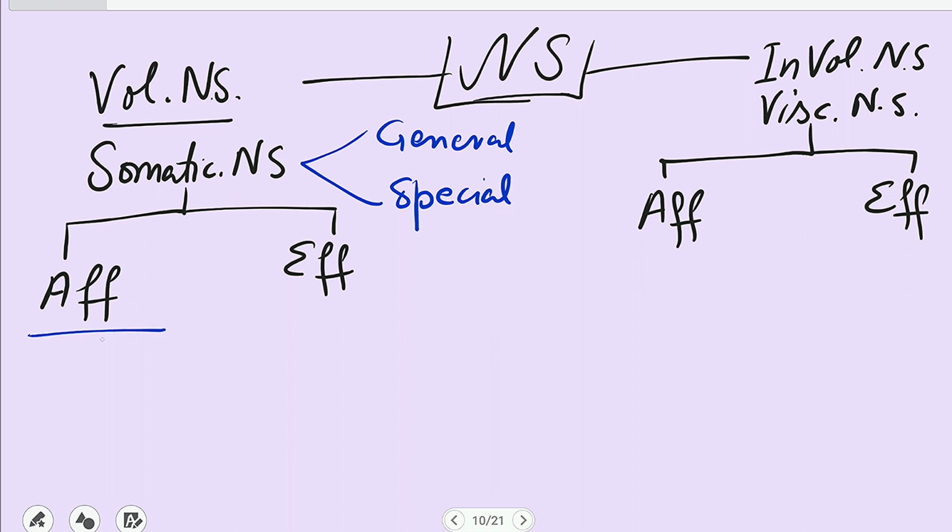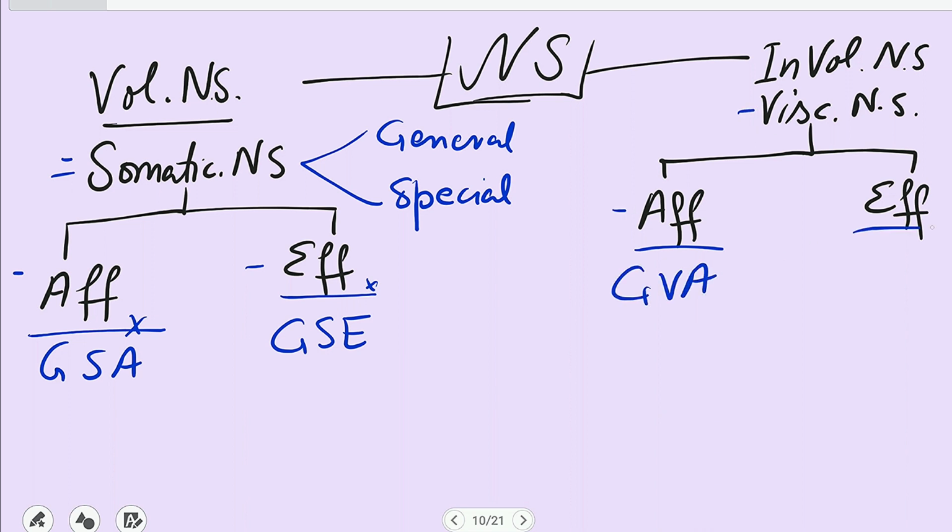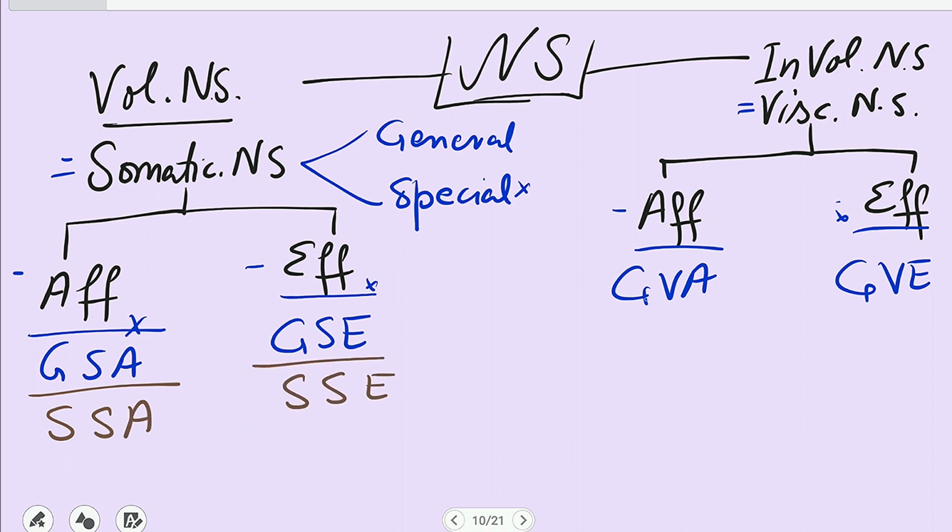If they are general, we'll name this component as general somatic afferent, and we'll name this component as general somatic efferent. This component will be named as general visceral afferent, and this component as general visceral efferent. And if these components are special, we'll say that this is special somatic afferent, this is special somatic efferent, this is special visceral afferent, and this is special visceral efferent.